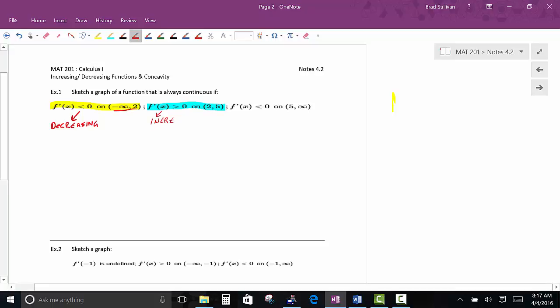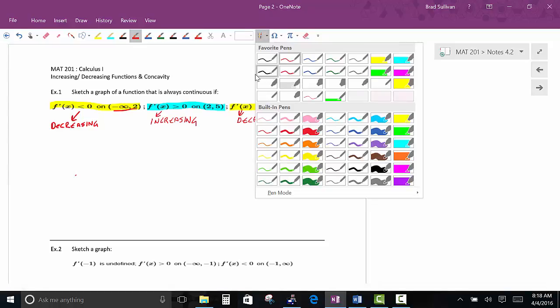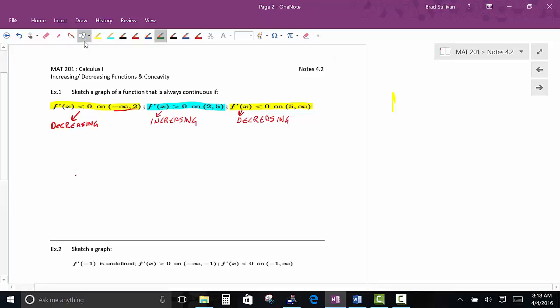There's an infinite number of ways to draw this graph. The idea is just that you can create something that's valid. The last thing on here is the derivative is negative on 5 to infinity, so that tells you that you're decreasing. So we're going to try to draw a graph. This is a limited amount of information, but it's enough to draw a pretty rough graph.